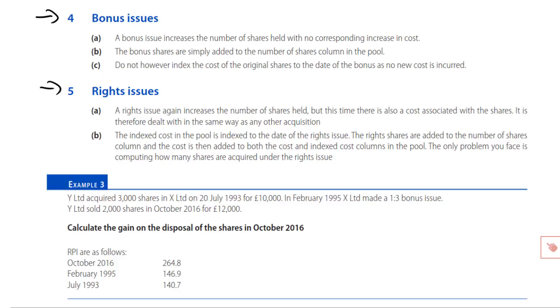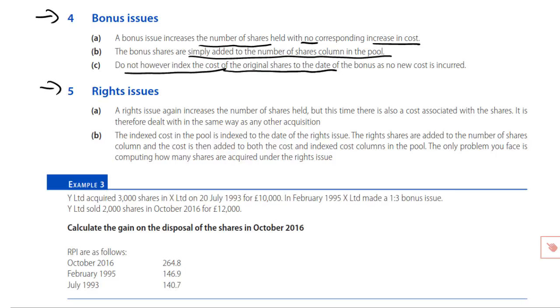With a bonus issue, all that happened was you received more shares from the company. There was no cost, you didn't pay for that, it was just the company reorganising the capital section of its balance sheet. So what happens with a bonus issue? It will increase the number of shares held with no corresponding increase in cost. No increase in cost. There isn't any cost. The bonus shares, therefore, are simply added to the number of shares column in the pool, and because there is no cost, do not index the cost of the original shares to the date of the bonus, as no new cost is incurred.